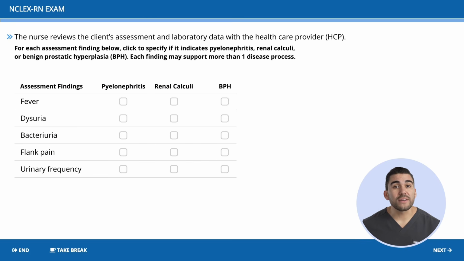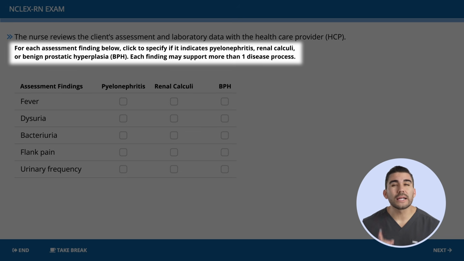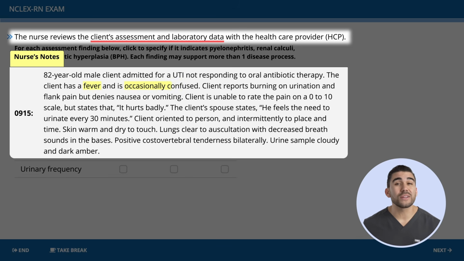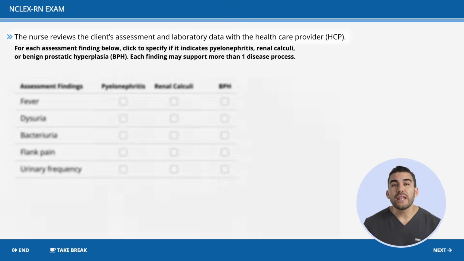So this question is asking, for each assessment finding below, click to specify if it indicates pyelonephritis, renal calculi, or benign prostatic hyperplasia, that BPH. Now, each finding may support more than one disease process. So the problem here is we see fever, confusion, dysuria, that difficulty urinating, urgency, and positive CVA tenderness. Fancy words for flank pain. Now for the solution.